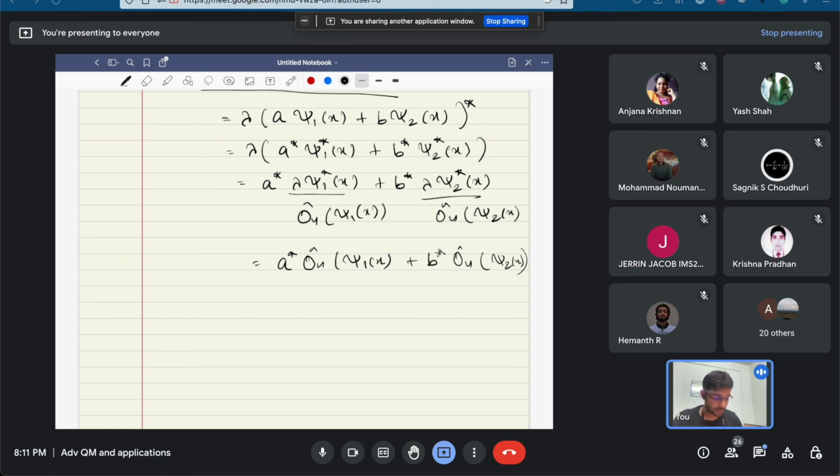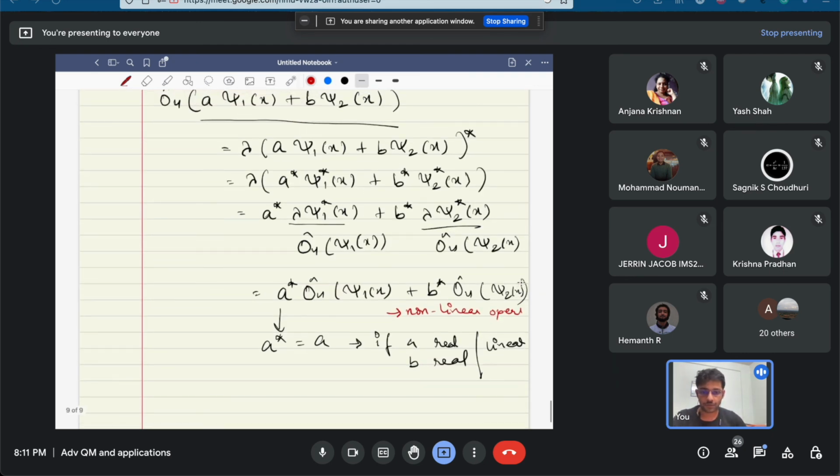Right, because this is a conjugate. So let's say if a conjugate would have been a, which means if a would have been real and similarly b would have been real, then would you have called it a linear operator or non-linear operator? Then it's a linear operator, right? So I think now you have understood it perfectly. If these are not real, then it's a non-linear operator. But if it would have been a real number, then it would be a linear operator. So I hope this is now clear to everyone.